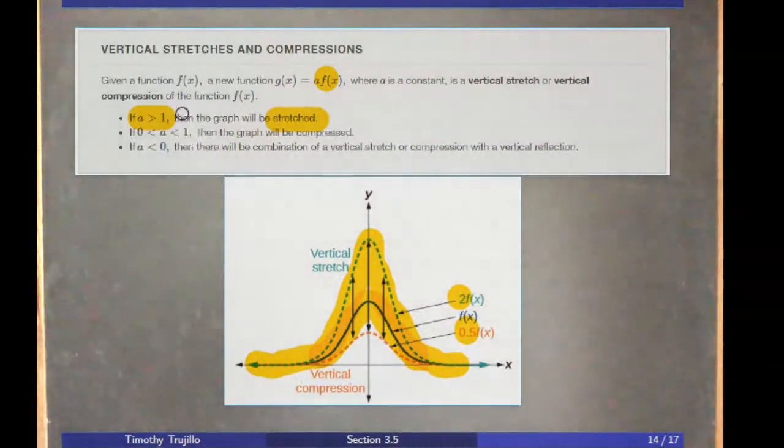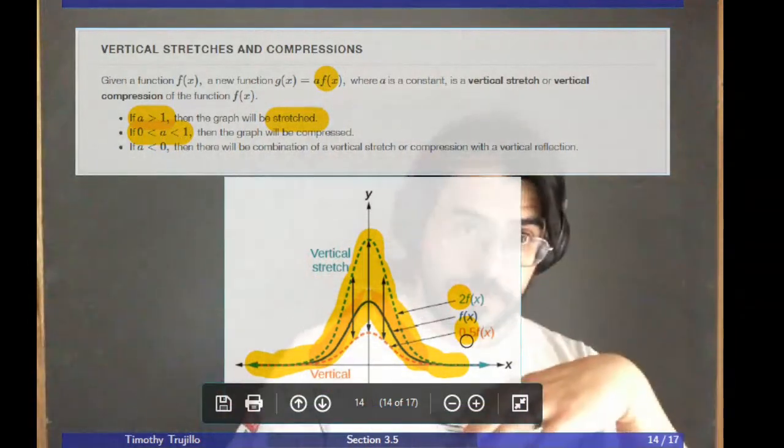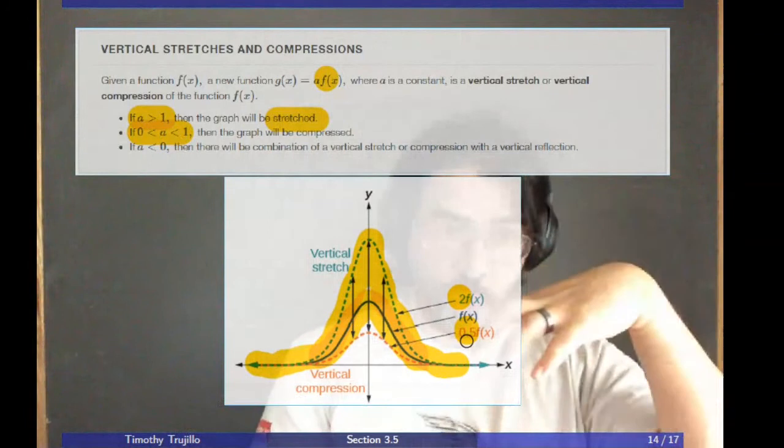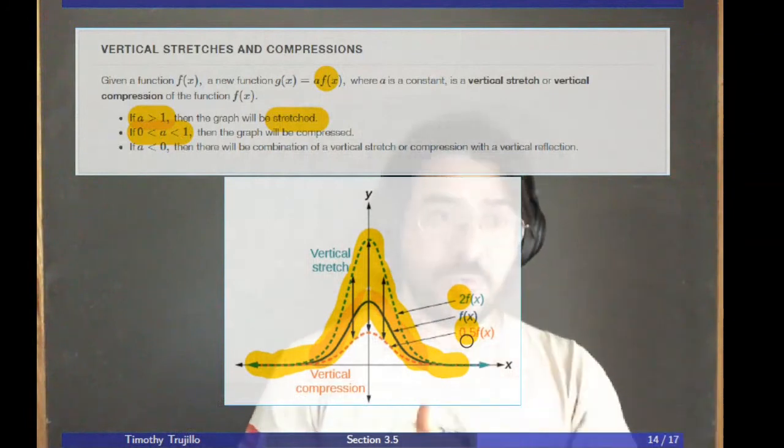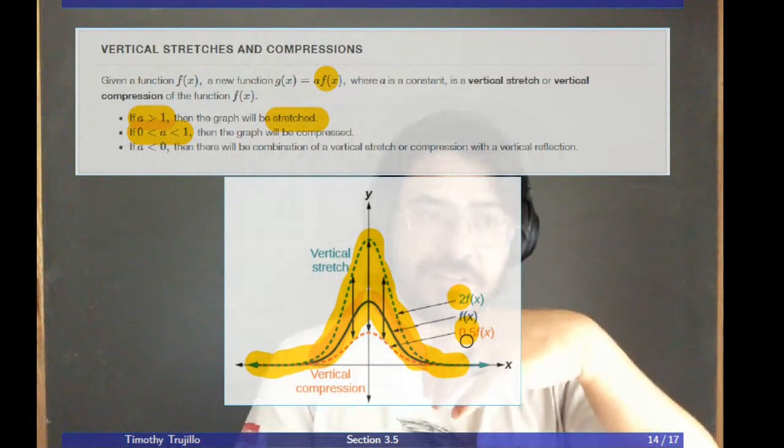Now, if the number is in between 0 and 1, for example, like a half, well, then it's actually going to get smaller, and that's what they mean by a compression, right? So if I take a number like 2 and I multiply it by a half, I get down to 1. If I take a number like 10 and I multiply it by a half, I get down to 5.